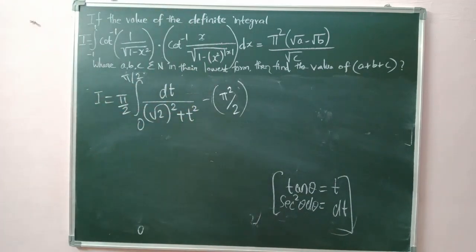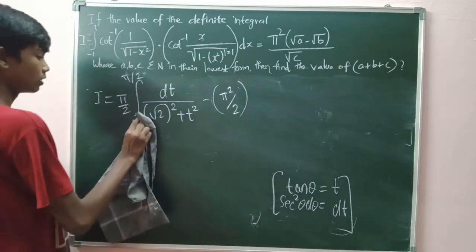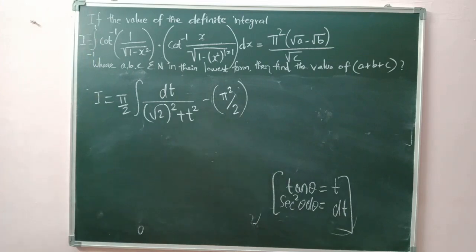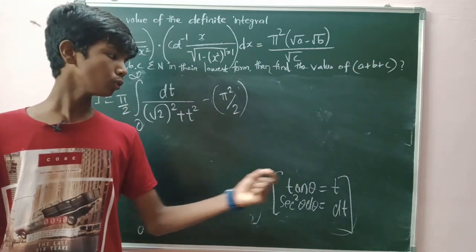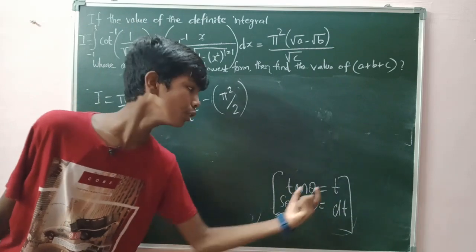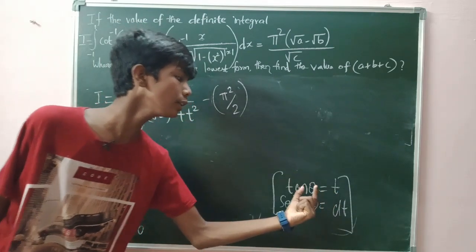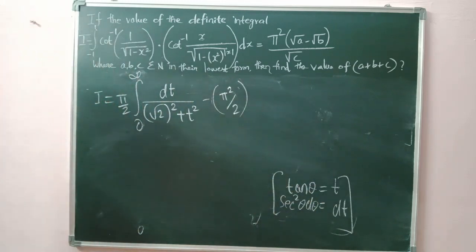The next thing is, the limits will not be the same, right? I wrote 0 to pi by 2. So for theta is equal to 0, your t value will be 0 only. For theta pi by 2, your t value will be infinity. Okay, so initially we have limits from 0 to pi by 2. So for theta equal to 0, t is 0 for the lower limit. For theta equal to pi by 2, t is infinity for the upper limit. So then it's very easy.